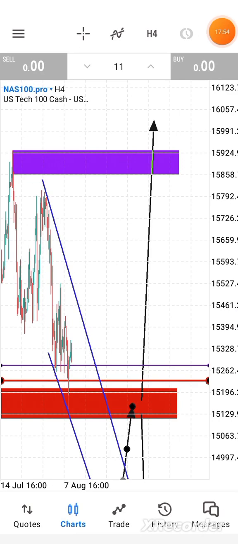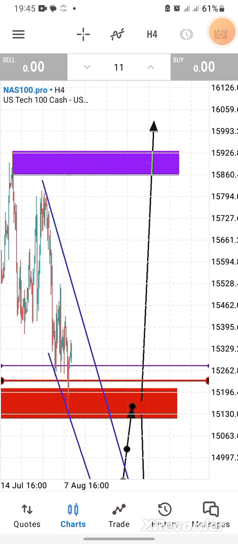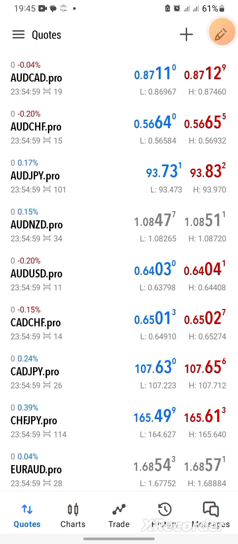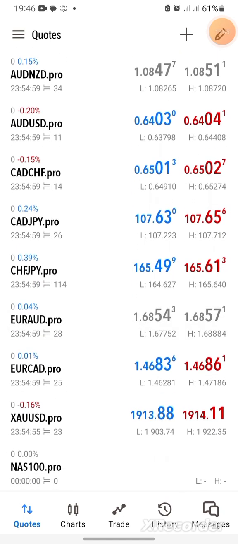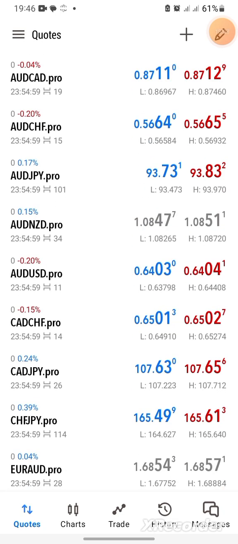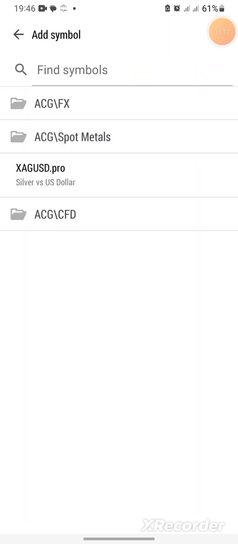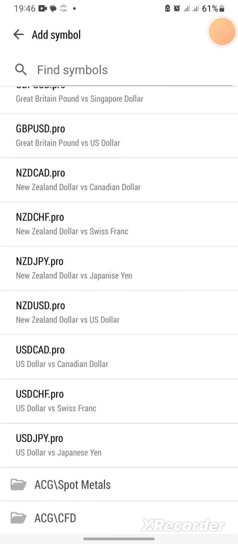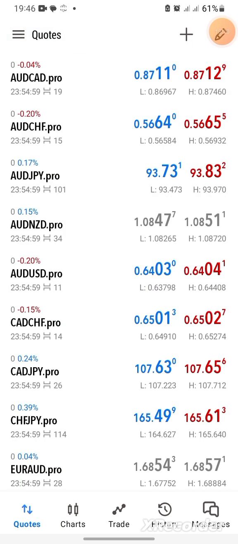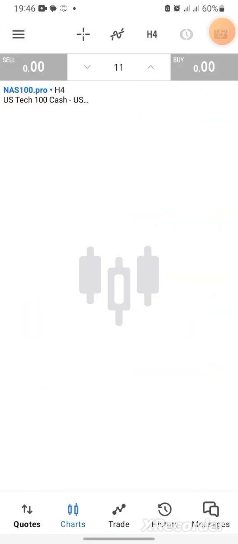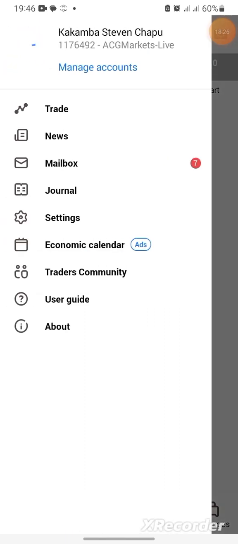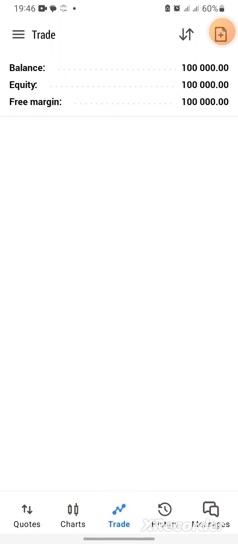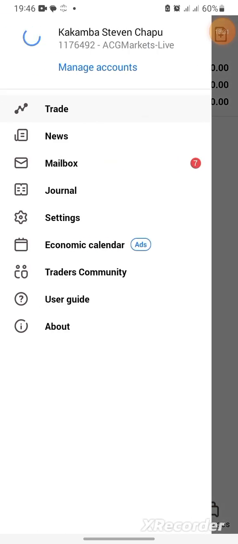Okay, let's look for different pairs. This is NAS 100. I'll look for USD JPY. Okay, my favorite also, USD JPY. See, it's a live account.